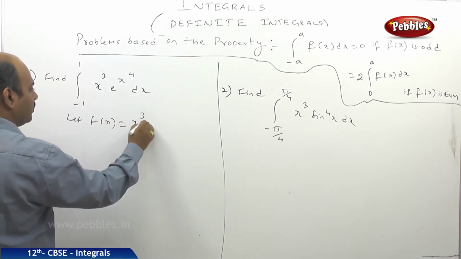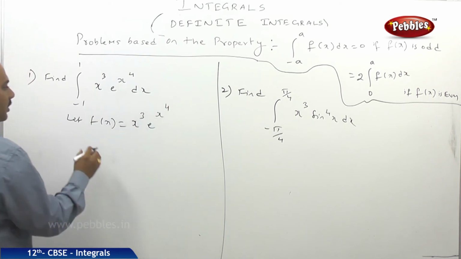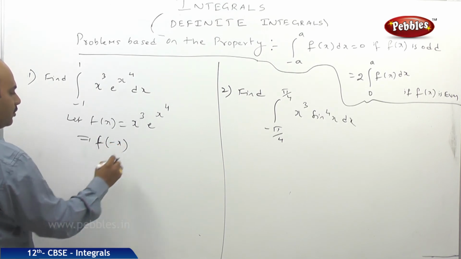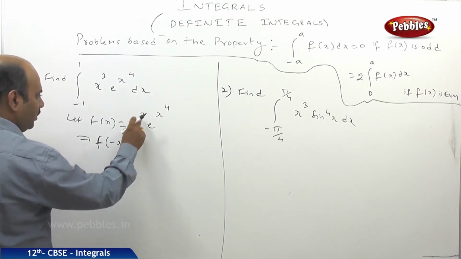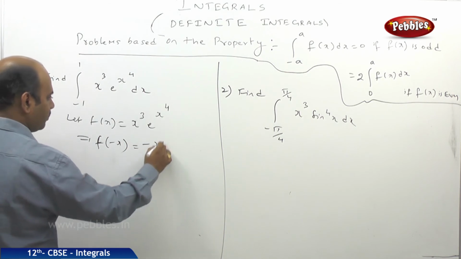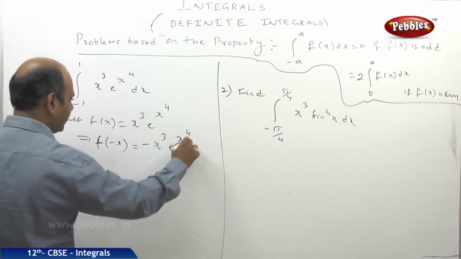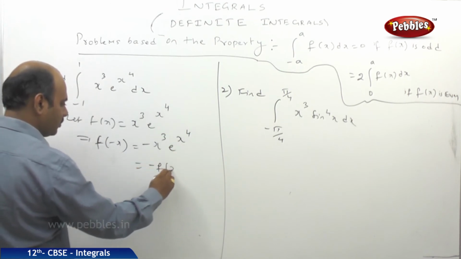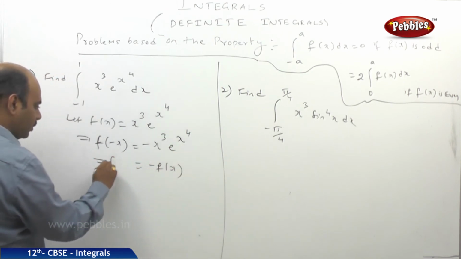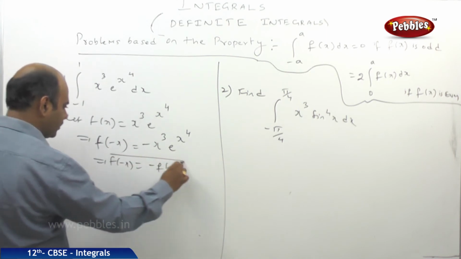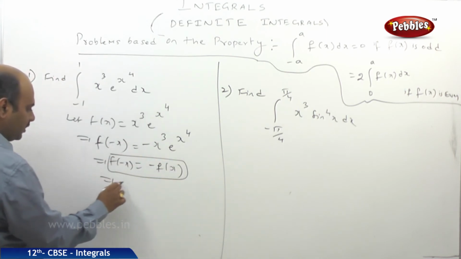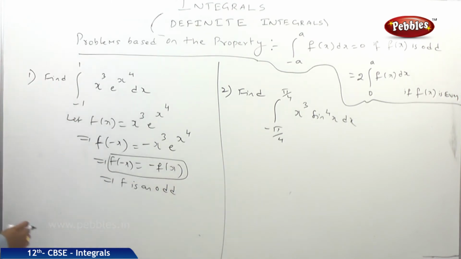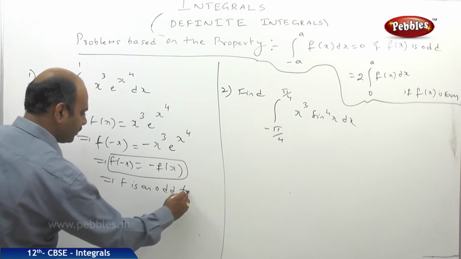f of x is equal to x cube into e power x power 4. So in place of x, if I substitute minus x, what happens? Minus x whole cube means minus x cube e power x power 4. So this turns into minus f of x. So f of minus x is equal to minus f of x. That implies the function f is an odd function.